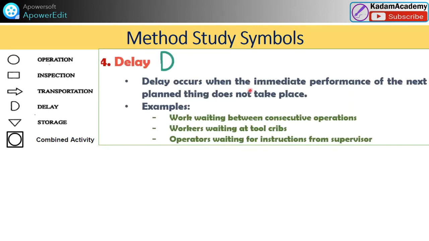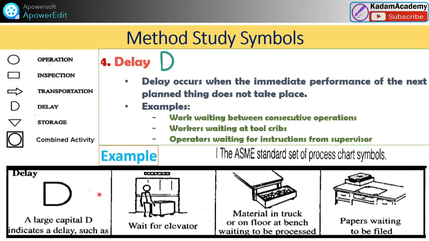Delay occurs when the immediate performance of the next planned thing does not take place. Examples: work waiting between consecutive operations, a worker waiting at a tool crib, or operators waiting for instruction from supervisors. These are delays. Other examples are waiting for an elevator, material in a truck or on the floor at a bench waiting to be processed, or paper waiting to be filed. So like this, some delay examples are shown to you.